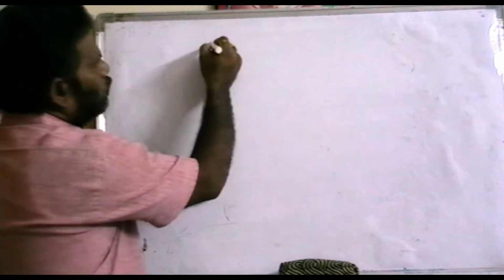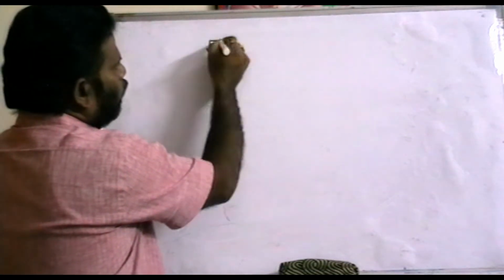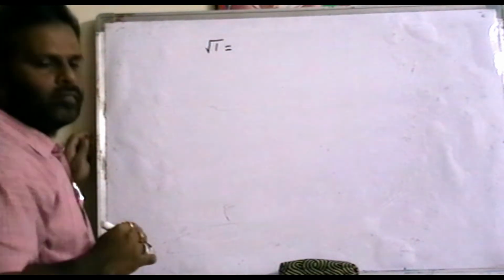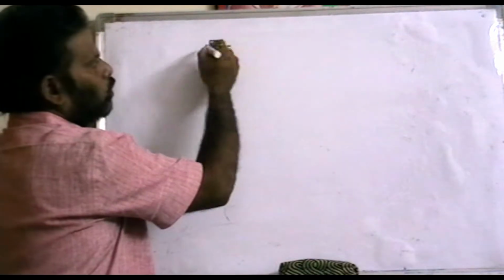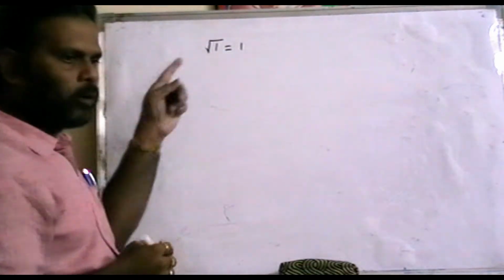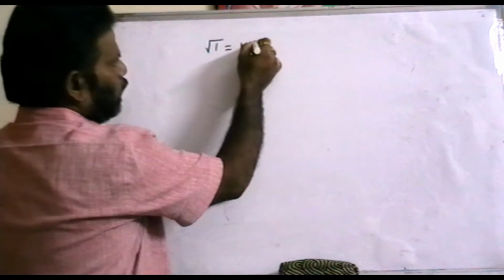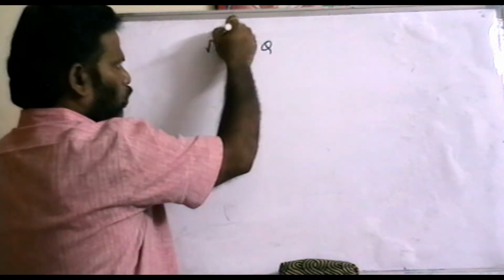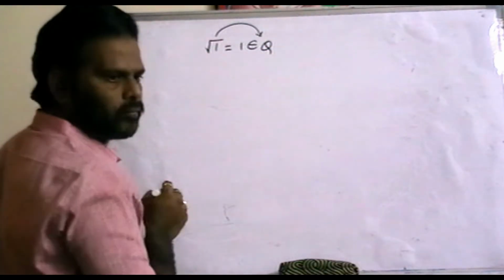We know that, what is the value of root 1? Root 1 means 1. Why? Because it is a perfect square. 1 is a rational number. So therefore root 1 is also a rational number.